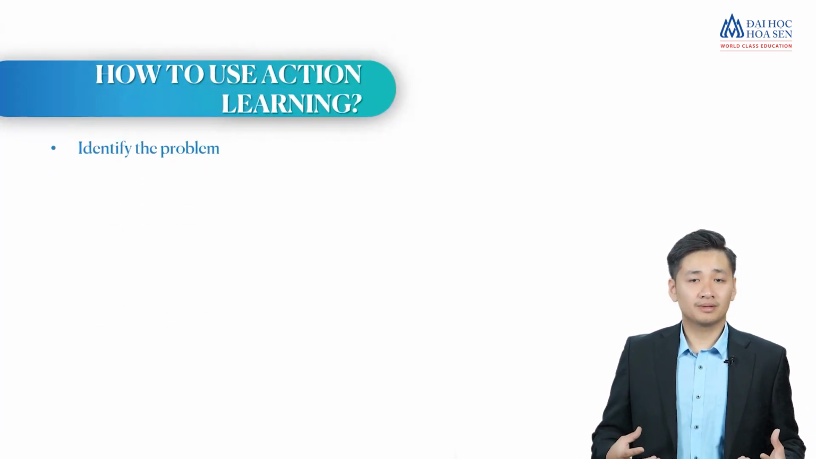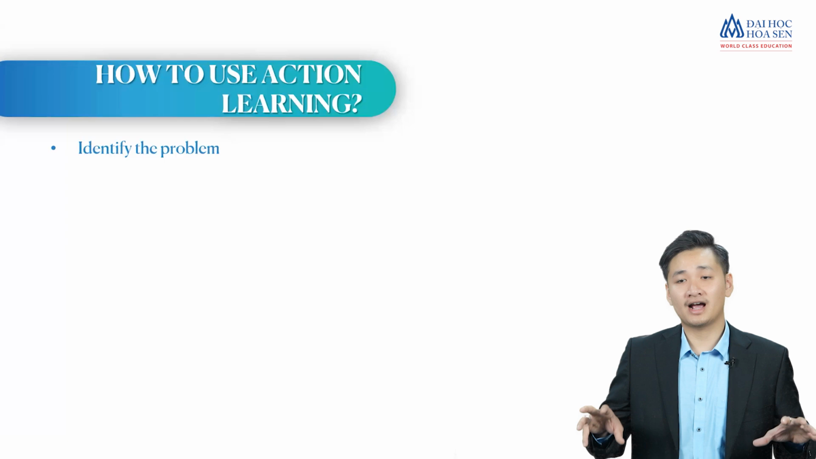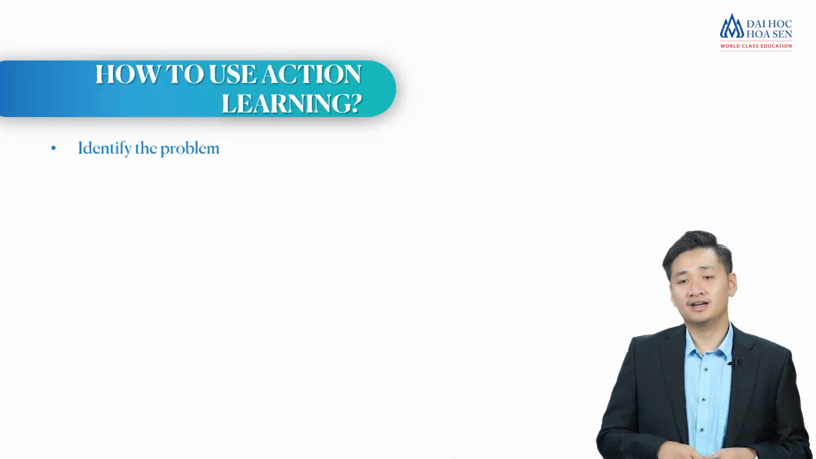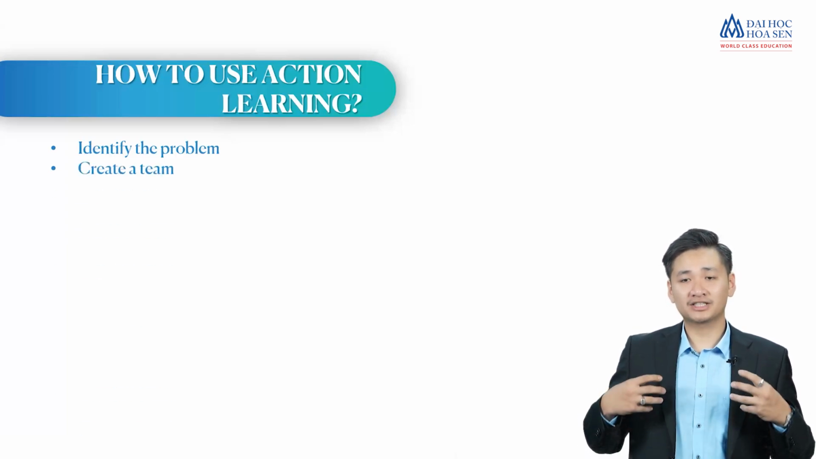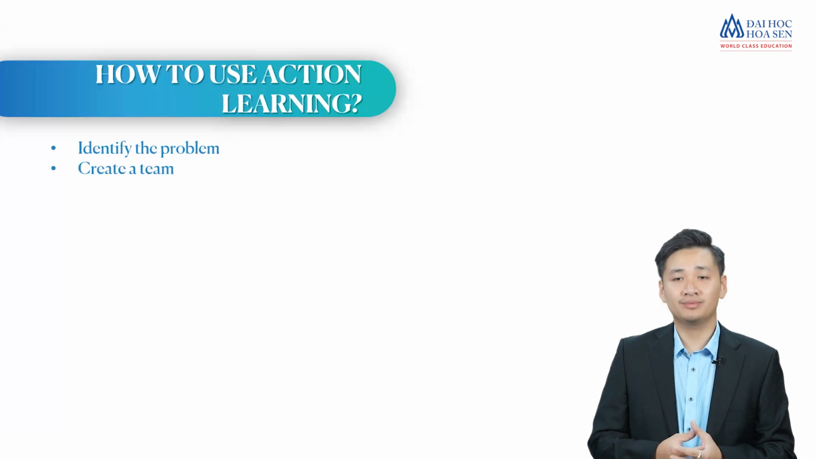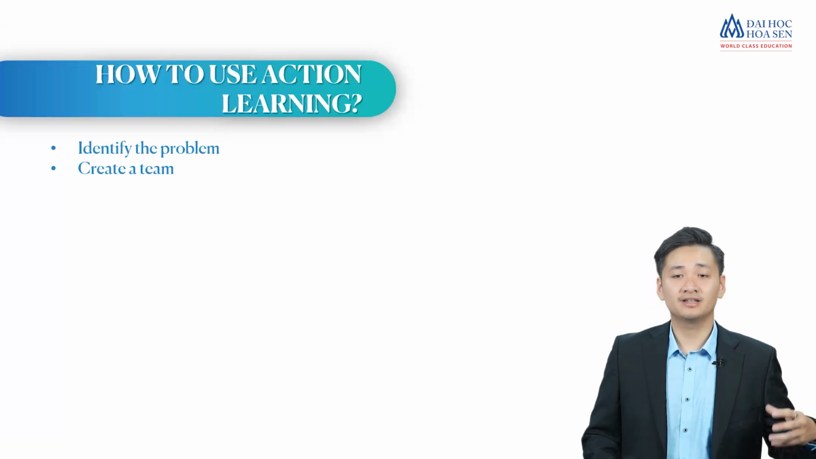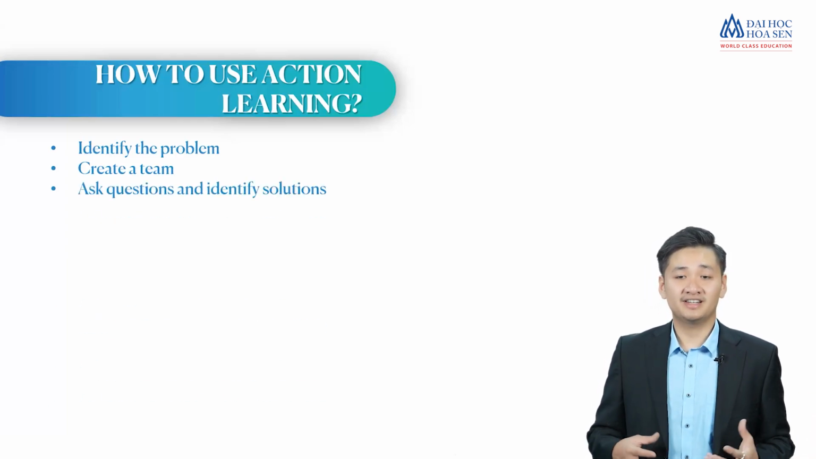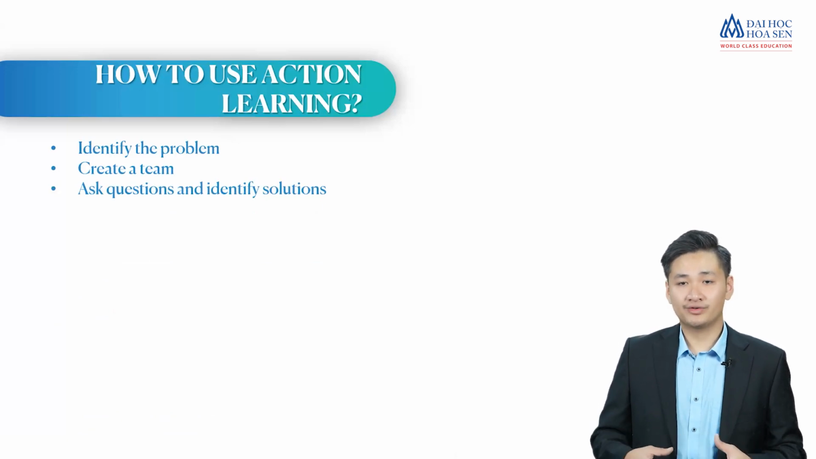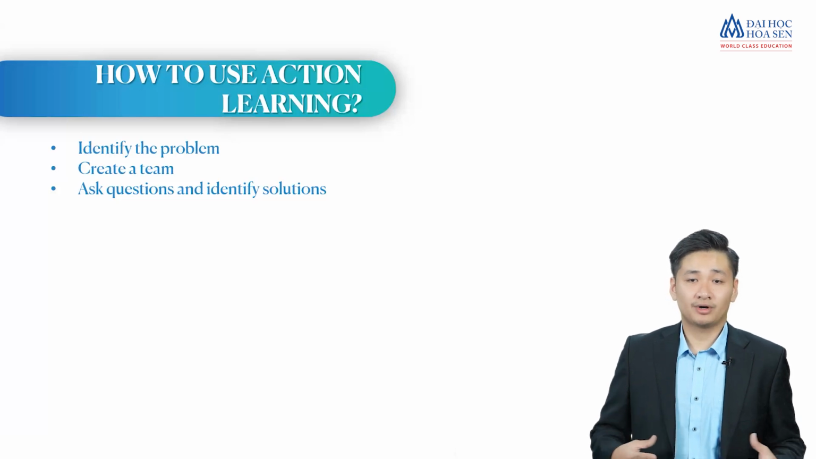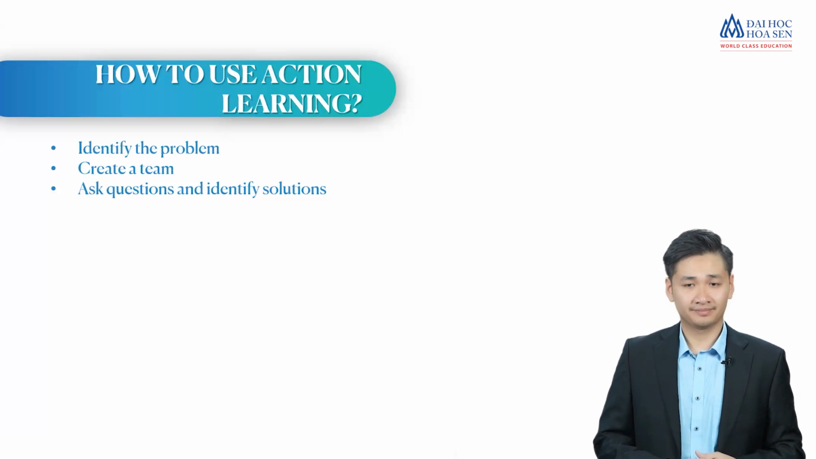So how to use action learning? First, identify the problem. The first step in action learning is to identify the challenge. Team members are asked questions to fully understand the problem and determine why it is happening. Second, create the team. Action learning teams typically consist of 4 to 8 people. Consider choosing team members from different departments with varying levels of experience. Third, ask questions and identify the solution. Give each team member the opportunity to ask questions and generate potential solutions. After each possible solution, give team members time to reflect on the idea to determine the strongest option.